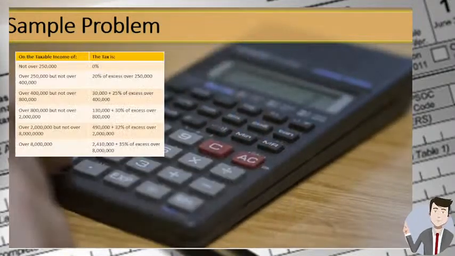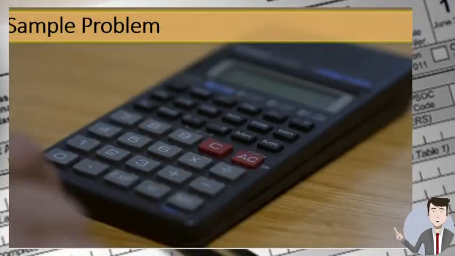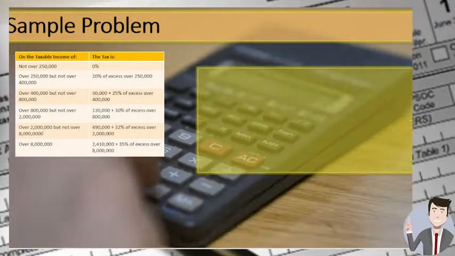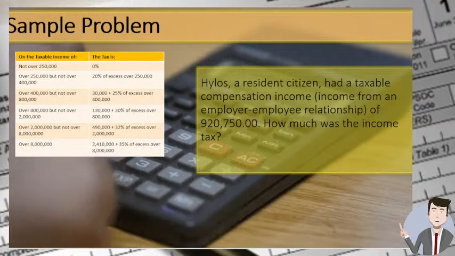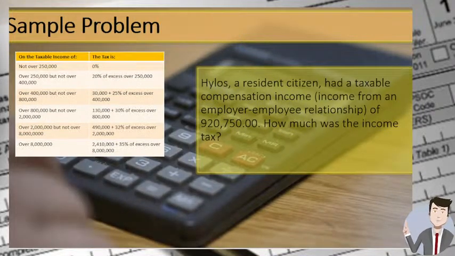Okay, sample problem. So, medyo gamay ito, to minimize, para tayo ang problem. Okay, so the problem is, Mr. Hylos, a resident citizen, had a taxable compensation income from an employer-employee relationship. So the income of Mr. Hylos is purely earned from labor or from employment. So the name or the category of his income is compensation income. Then it is already mentioned in the problem that the 920,750 is already taxable compensation income.